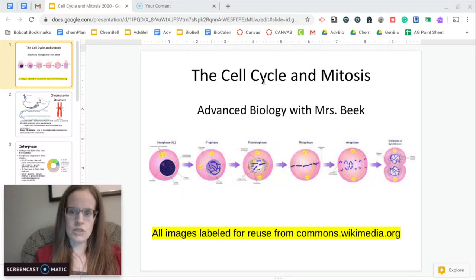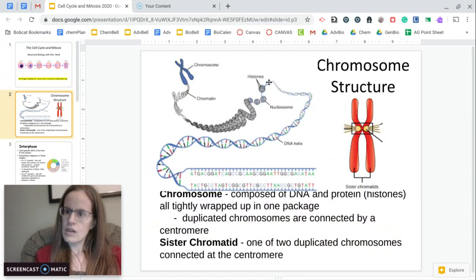Before we get into the cell cycle and mitosis, let's review a little bit about what we know of chromosome structure and DNA. So remember, we talked about this before. We've done our DNA unit and you figured out the structure of DNA. It's this double helix with 2 strands, and those base pairs are A, T, G, and C.